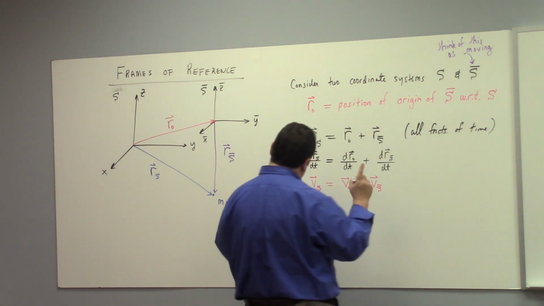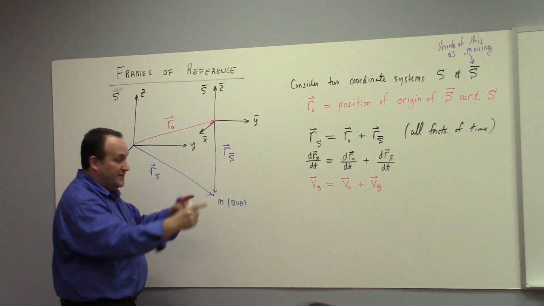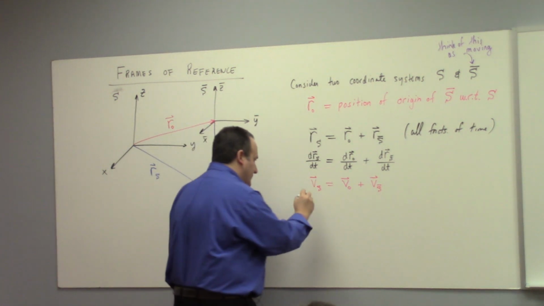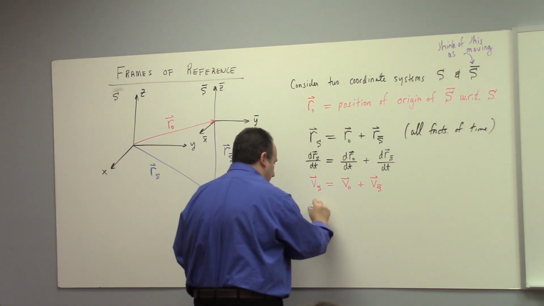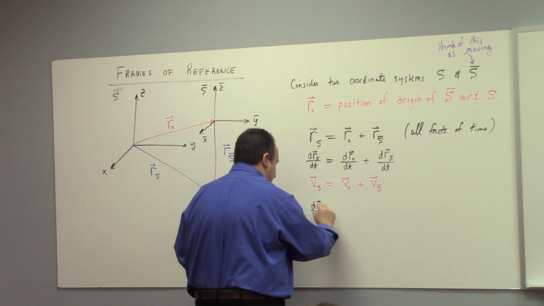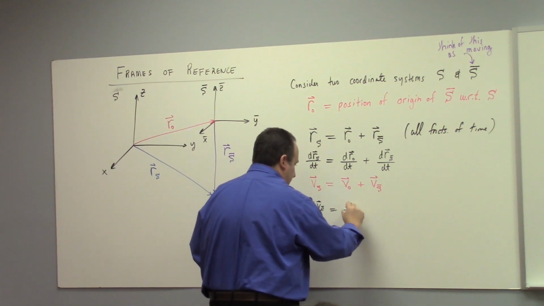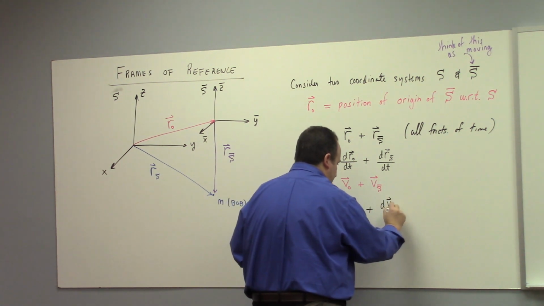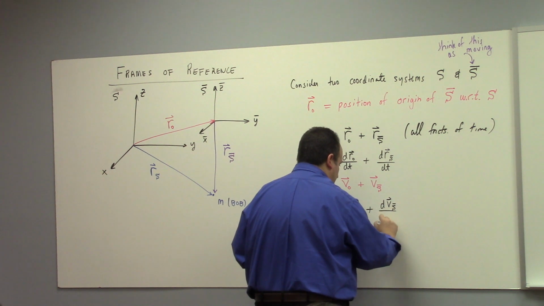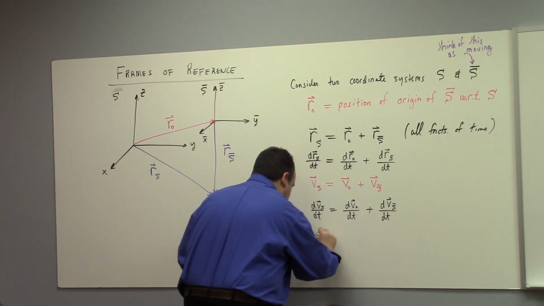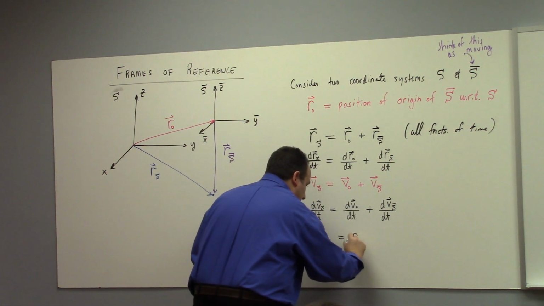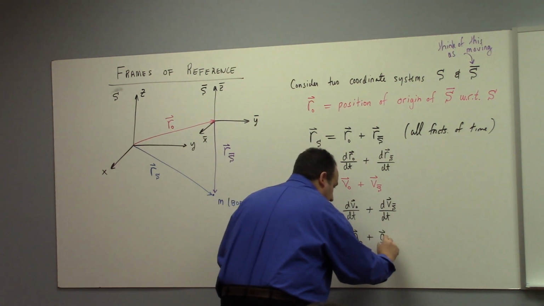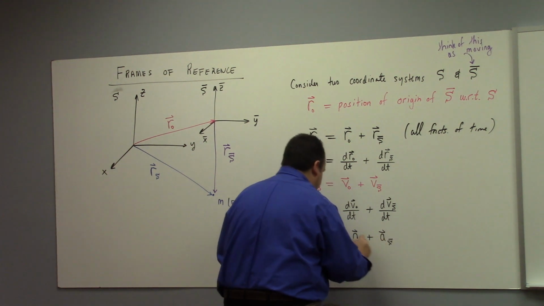Oh, actually, let's finish the math here. Differentiate one more time, what happens? We get acceleration. Exactly. So we get dv dt with respect to the S is equal to dv naught dt plus dv S bar dt. And this is just by linearity of the derivative, which extends to vector derivatives, no big deal. In other words, the acceleration measured in the S system is equal to the acceleration of the origin of the moving system plus the acceleration of the S bar system.